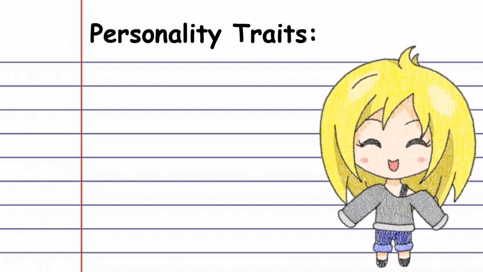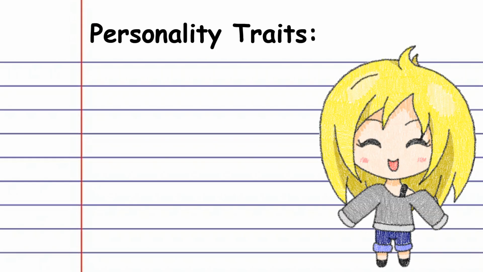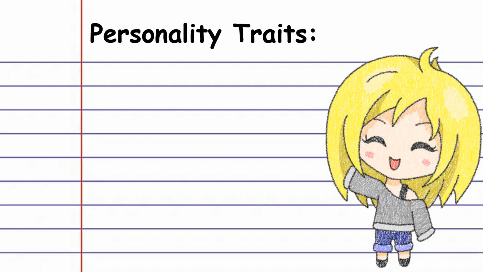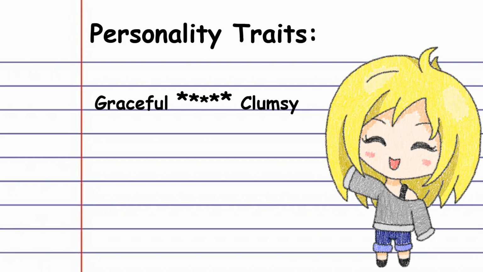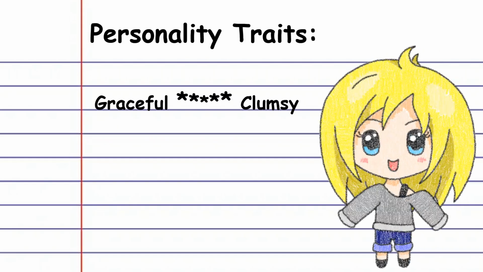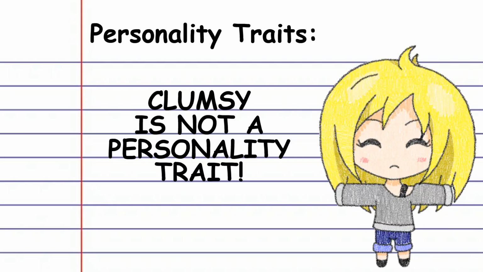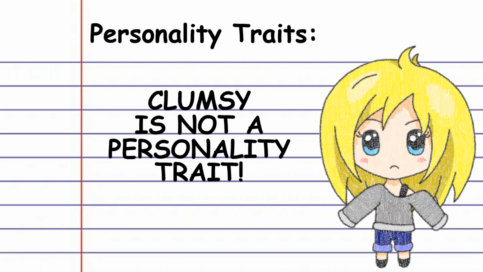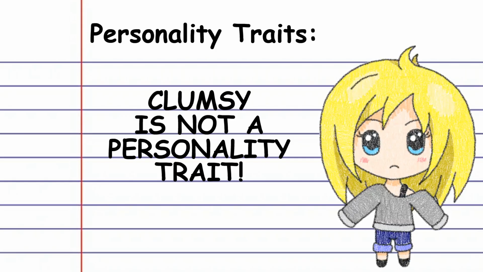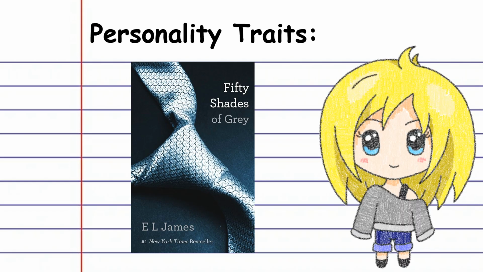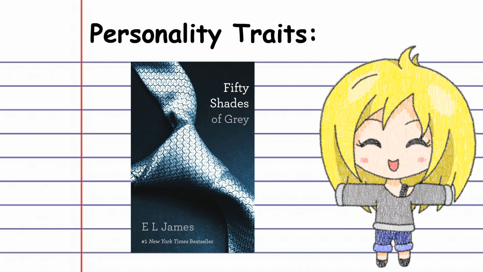Now, those are all the opposing personality traits that I can think of, but you can add many, many more. One thing I will point out, though, is that I did not add graceful and clumsy to the list because, and romance authors, this is for you, clumsy is not a personality trait. You cannot base your character's entire personality around being clumsy. Unless you're Stephanie Meyer or E.L. James, in which case you can and make millions doing it.